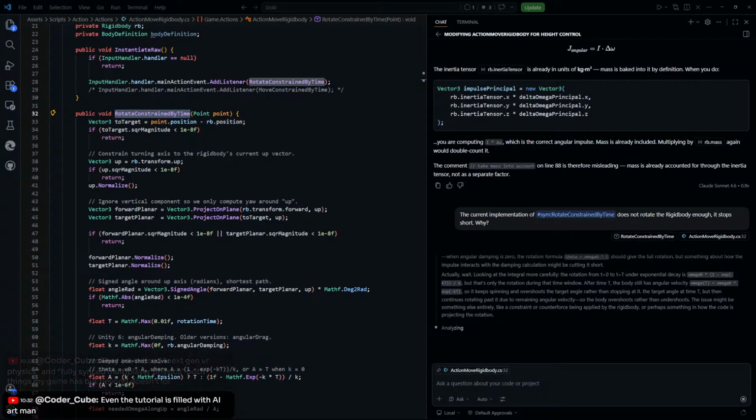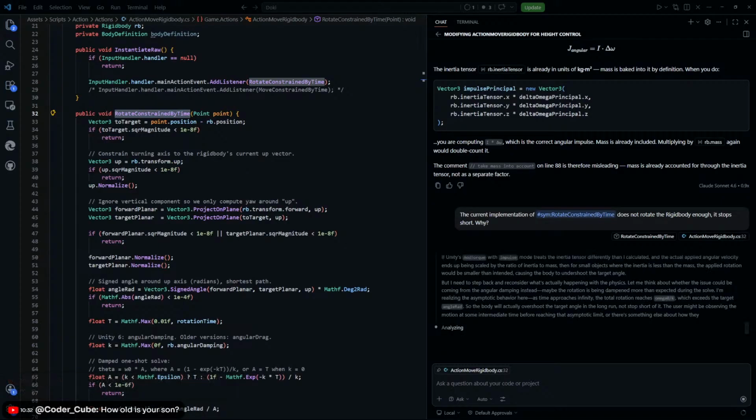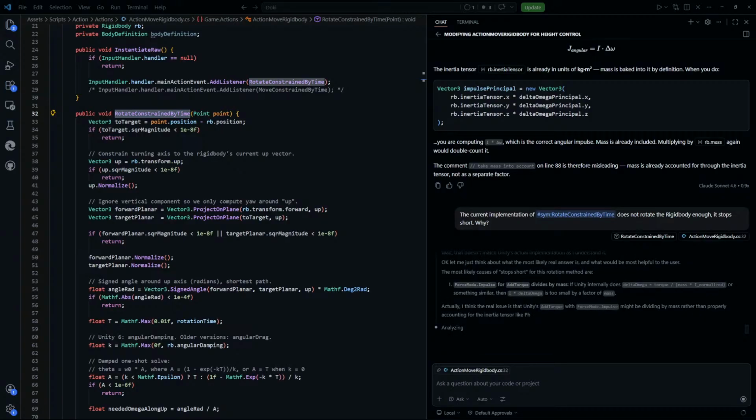Even the tutorial is filled with AI art, man. I mean, as long as it's processed AI art, like as long as someone has actually reviewed it and made small changes to improve it, it's okay, I guess. But most of the quote-unquote slop you see is just one click and done. My son is 7 right now.